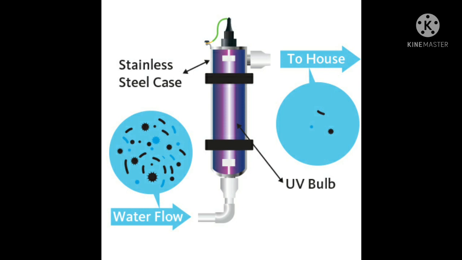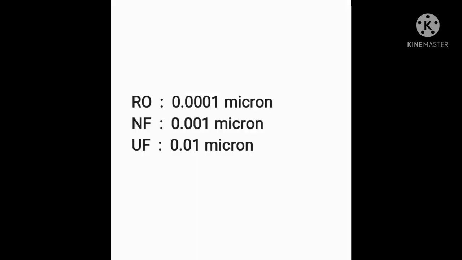Next, you can select UV filter also, as there are chances that during monsoon season your water gets contaminated with biological contamination, right? But while buying, make sure that UV chamber is made up of stainless steel and not aluminum. Then guys, main question is how you will select the right membrane filter from RO, NF and UF.